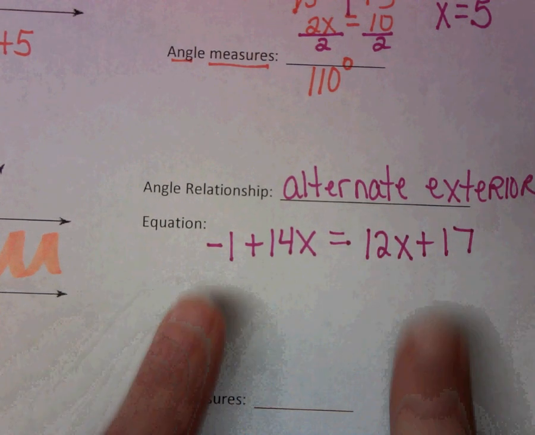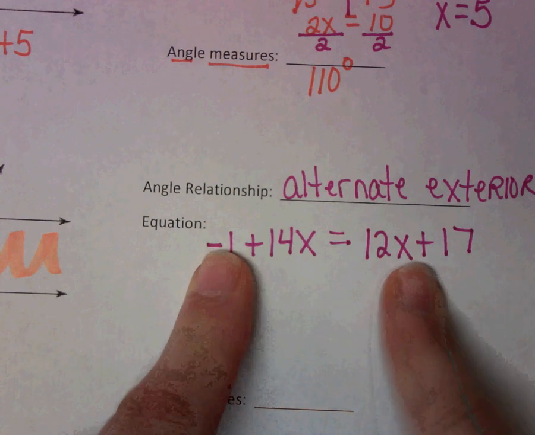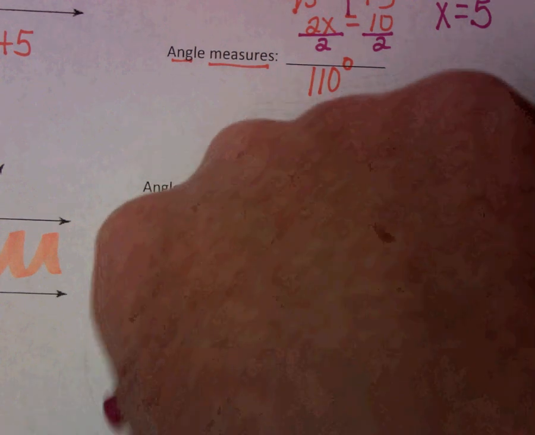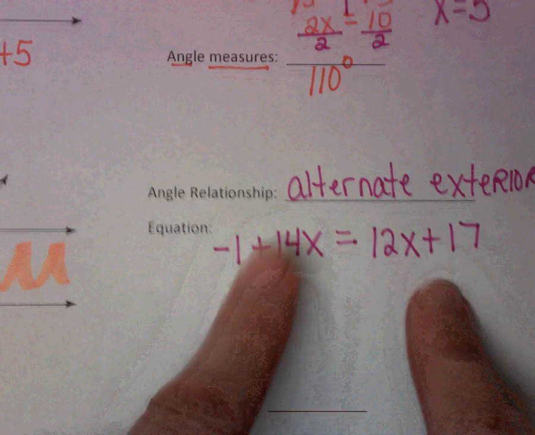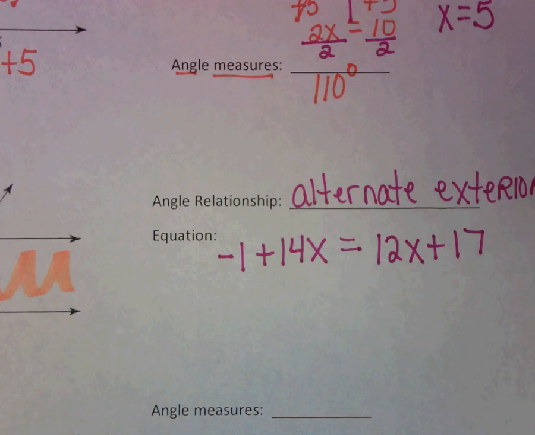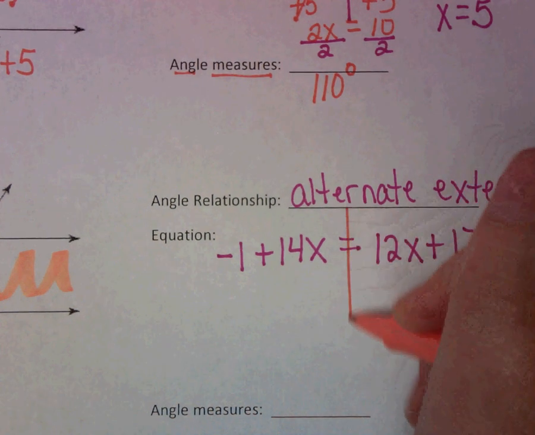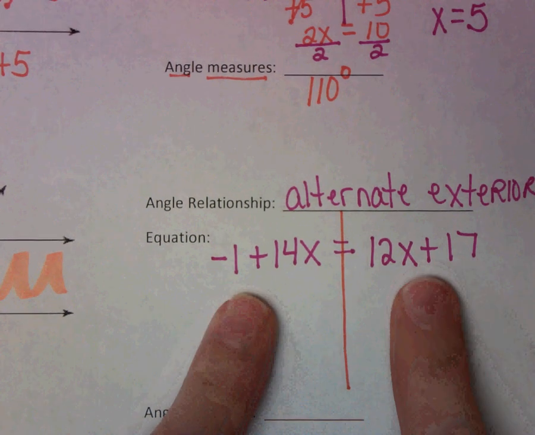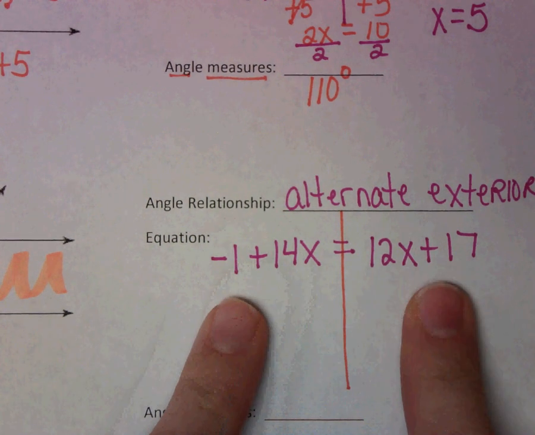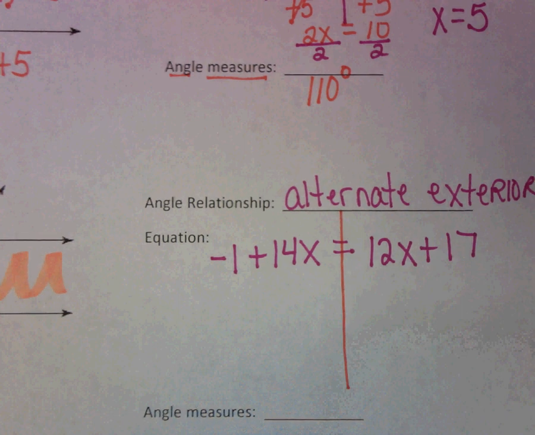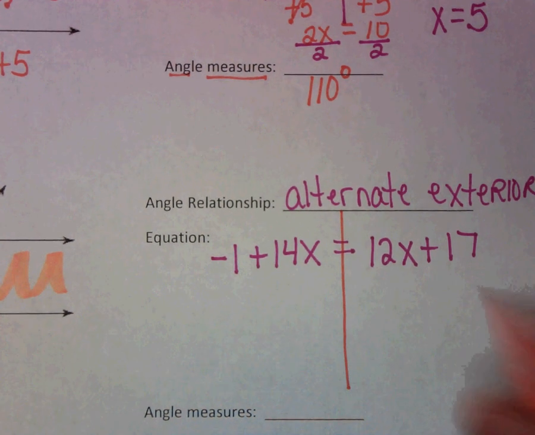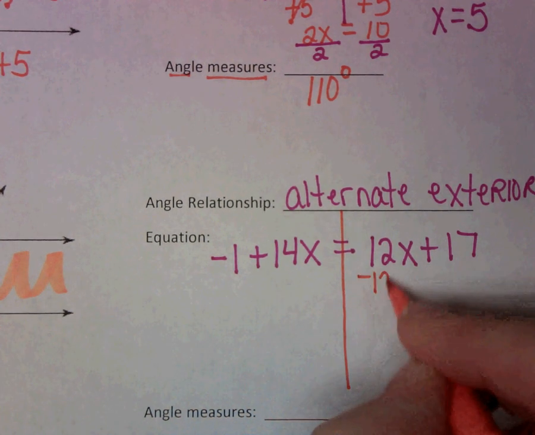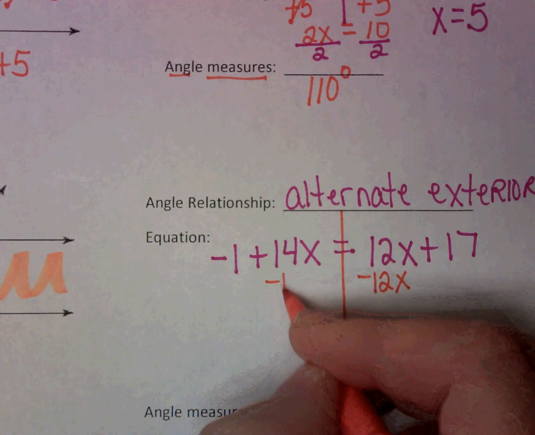Now I want to point out, if you had your equation flip-flopped, you could do that. It doesn't matter which angle you write on which side, just as long as you put the two angles equal to one another. Okay, so now we're going to go through our solving process. We don't need to distribute. We don't have any like terms. So now let's get our variables on the same side. I'm going to move the 12x to the other side by subtracting it.